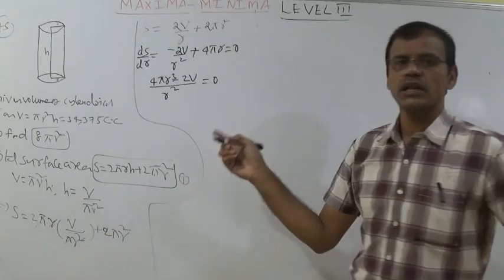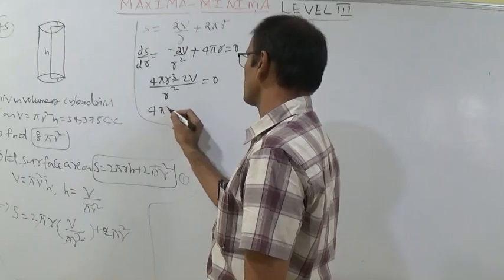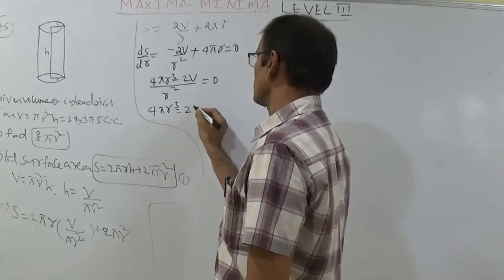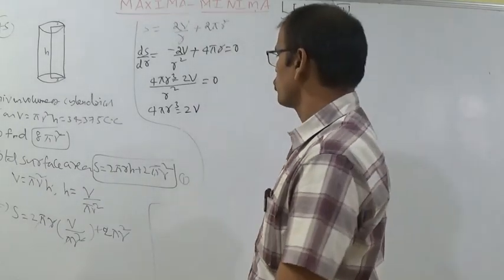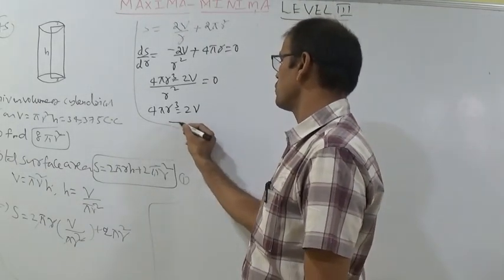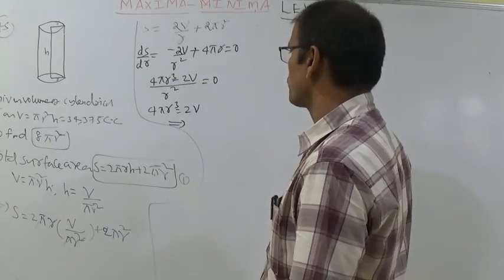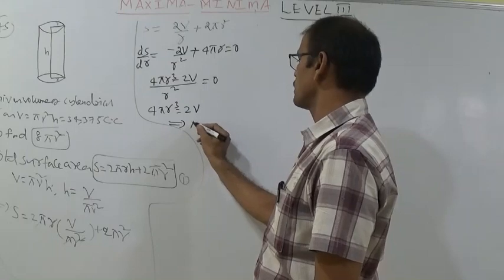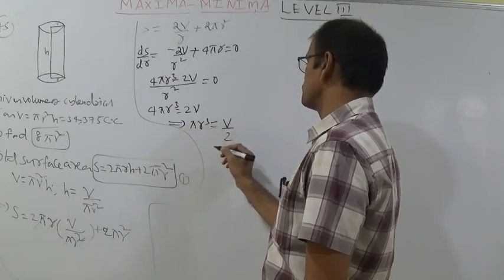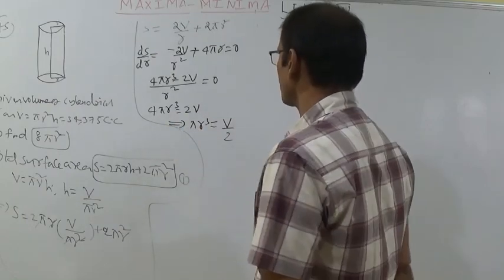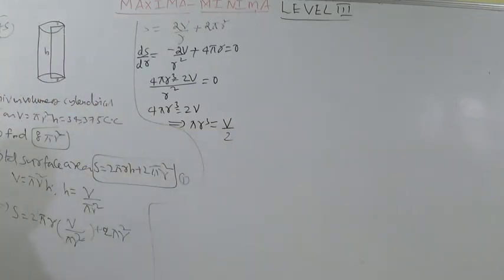Now we can write 4 pi r cube is equal to 2V. Now you can write pi r cube is equal to V by 2. We should calculate r cube, so using volume also. We don't know r cube.